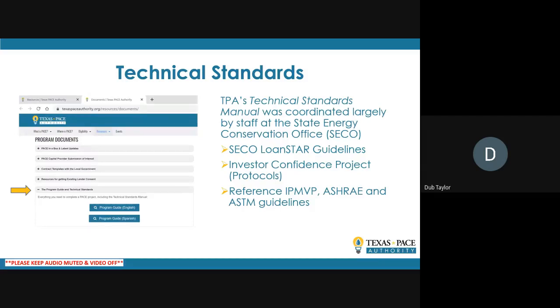And so when PACE started, the idea was let's not reinvent the wheel if something is working well. And so a lot of the PACE technical guidelines follow those that have been used for Lone Star for a number of years. We've also tied in the Investor Confidence Project protocols. And then what you'll see is these technical standards are largely based on accepted engineering standards: the IPMVP for M&V, ASHRAE standards, and ASTM guidelines. And if you go to the Texas PACE Authority website, under program documents, you'll see that all of those are available there to download. We have those in English and in Spanish.